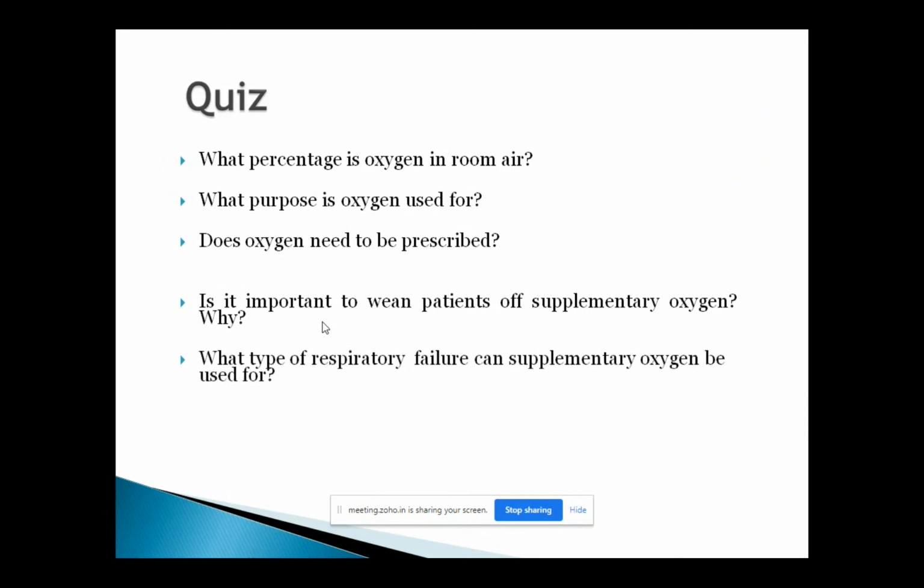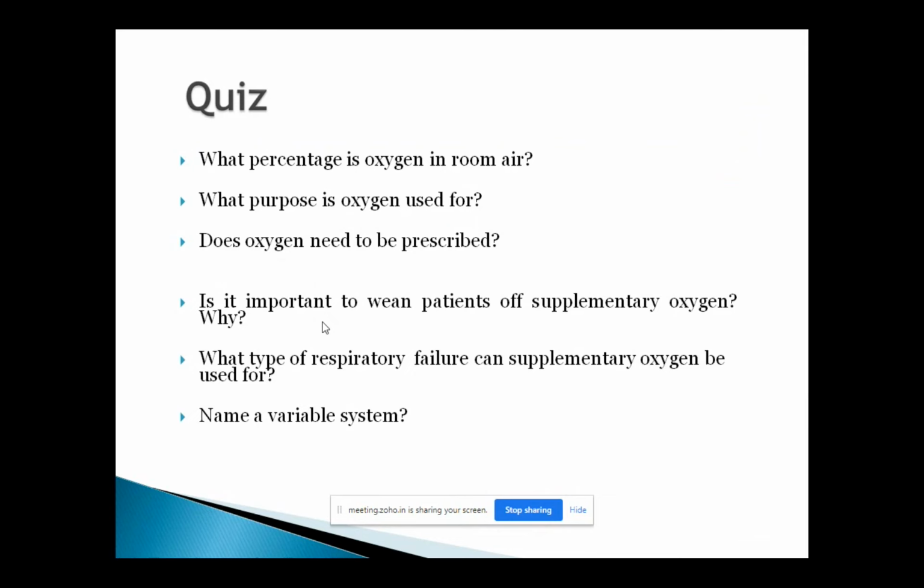What type of respiratory failure can supplementary oxygen be used for? Obviously, we know there are 2 types of respiratory failure. Type 1 is low oxygen. Type 2 is high carbon dioxide and low oxygen. The oxygen can be used for both types of failure. But in type 2 respiratory failure, you need to be extremely careful how much you are giving. This is where you need to use your controlled oxygen delivery devices, which I mentioned, the Venturi valves, the colorful valves from white all the way to green.